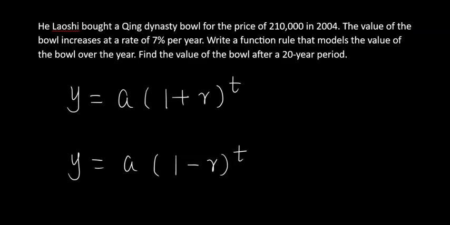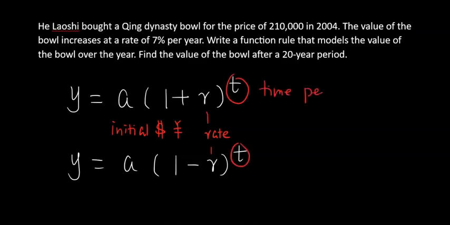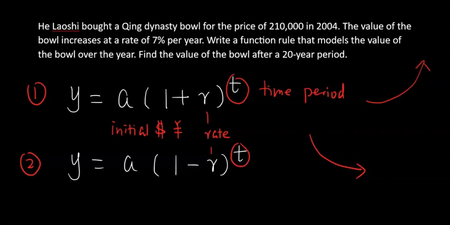What is A? A is the initial amount. Since we're going to talk about money, I'm going to put the money symbol here. Might be American dollars, might be Chinese yuan. And then what is R? R is rate. What is T? T is time period. If it's exponential growth, we're going to use 1 plus r. If it's exponential decay, something depreciates, we're going to use 1 minus r.